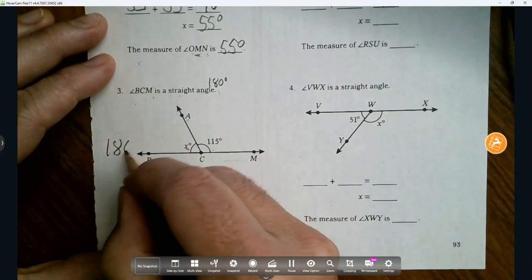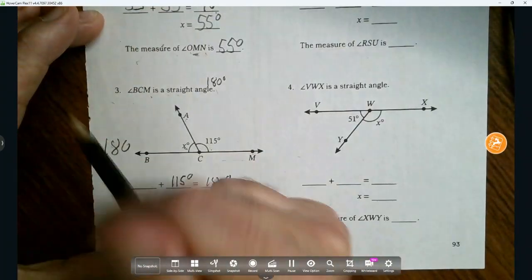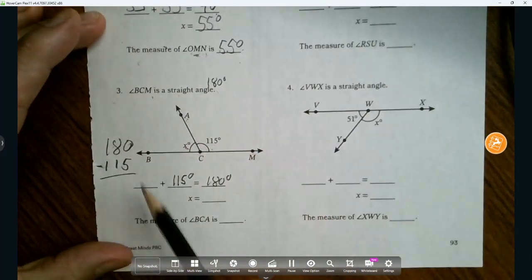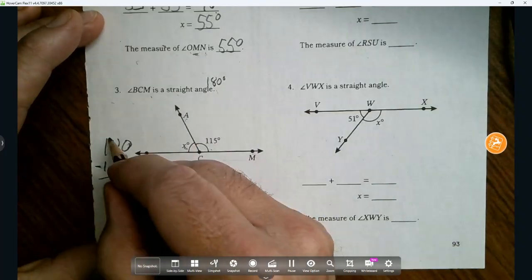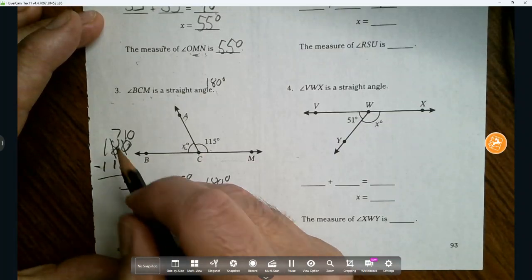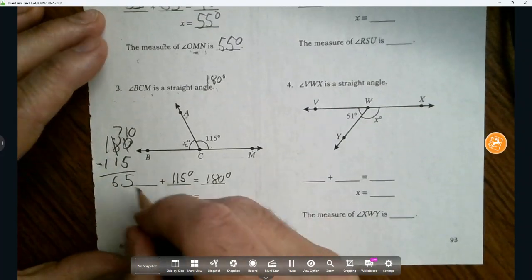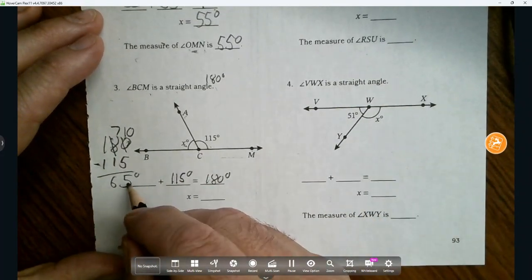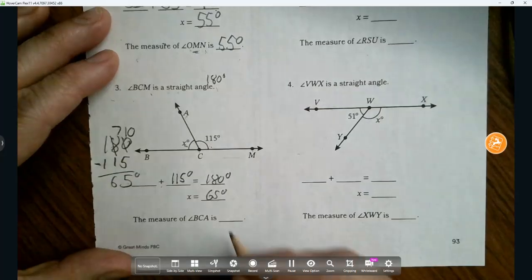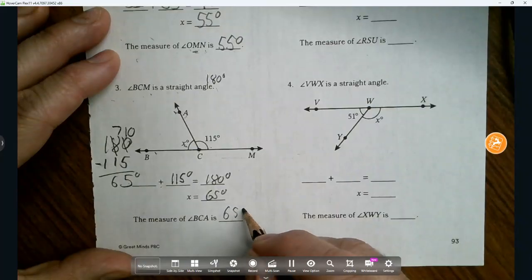So I'm going to write over here 180 minus 115. We still can't take 5 away from 0. So go next door, change that to a 7, change this to a 10. 10 minus 5 is 5, 7 minus 1 is 6, and 1 minus 1 is 0. So look at that. Put that degree sign right there. So 65 plus 115 equals 180. So x is going to be 65 degrees, and the measure of BCA is 65 degrees.